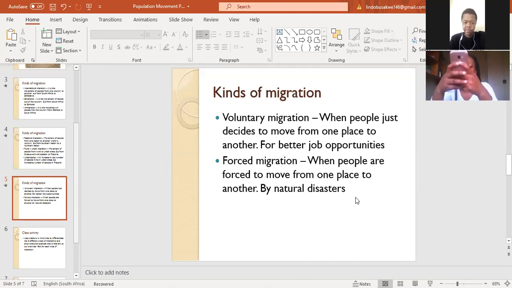The opposite of it is forced migration. When you find people being forced to move from one place to another, for example, because of natural disasters, maybe there are natural disasters where they stay, we call that forced migration. It means that people are forced to move from where they stay to a different place.